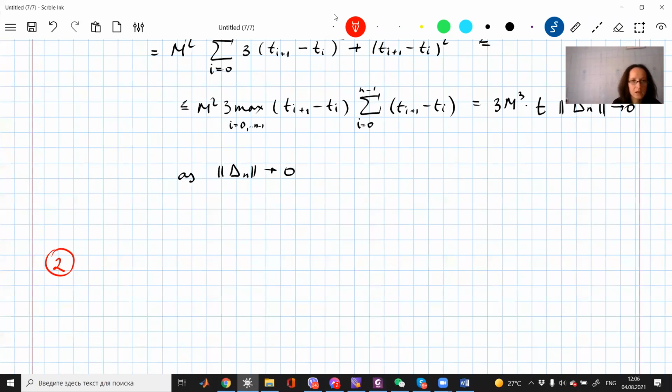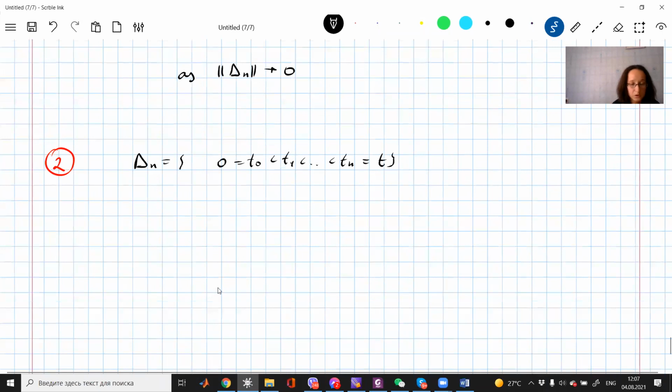So as I said, we consider some partition. Yes, let me write it again. t0 is 0, t0 less than t1 and so on, tn is equal to t. And what do we need to prove now? Now we need to prove that the remaining term will converge to zero. So I will write it.